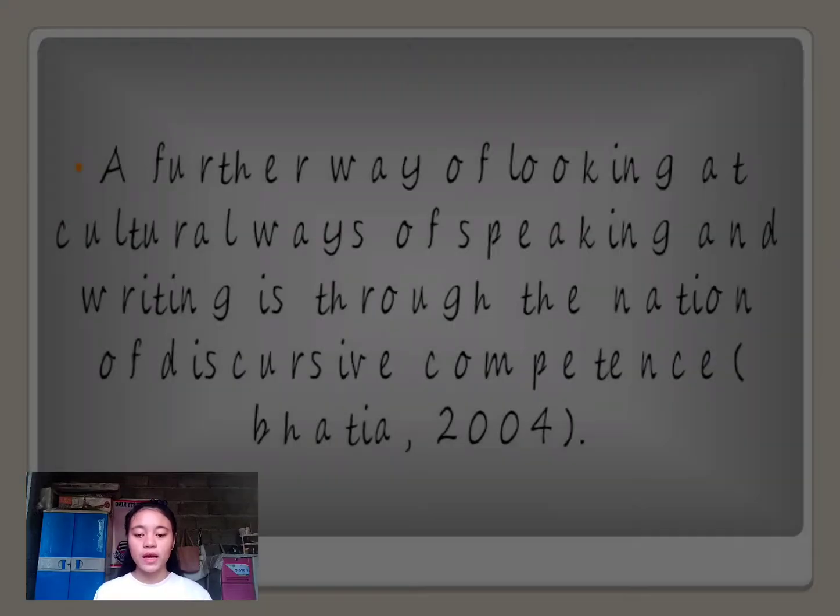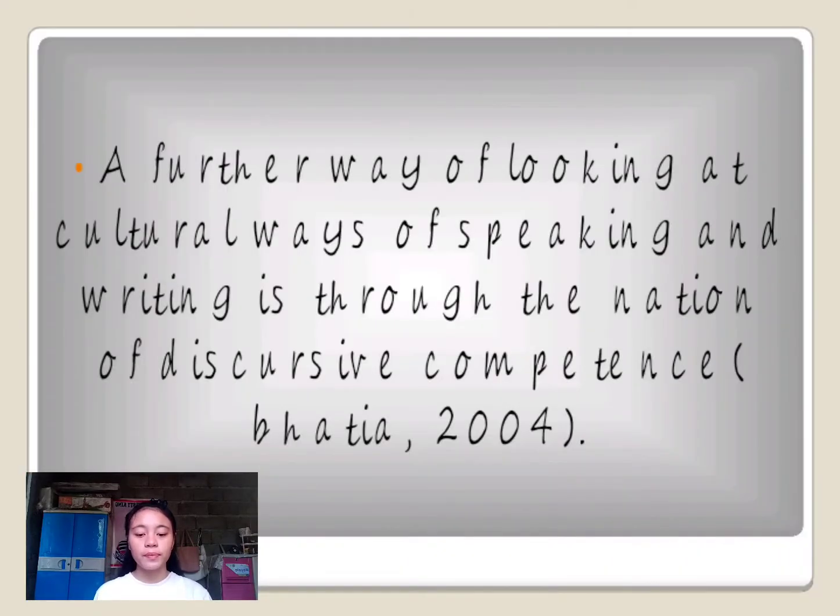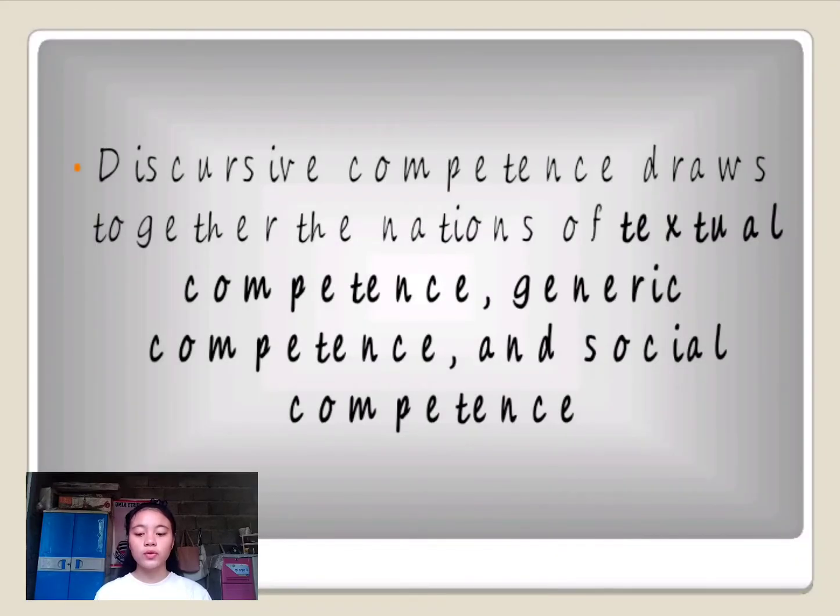Discursive competence, a further way of looking at cultural ways of speaking and writing, is through the notion of discursive competence (Bacha, 2004). Discursive competence draws together the notion of textual competence, generic competence, and social competence.